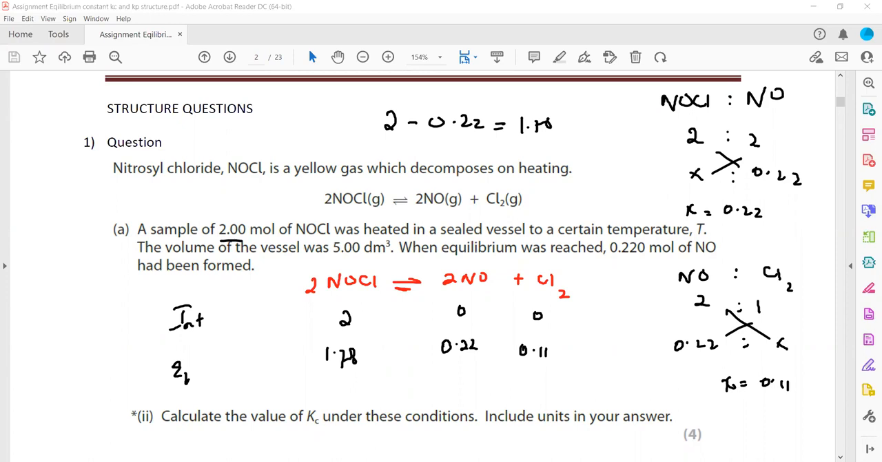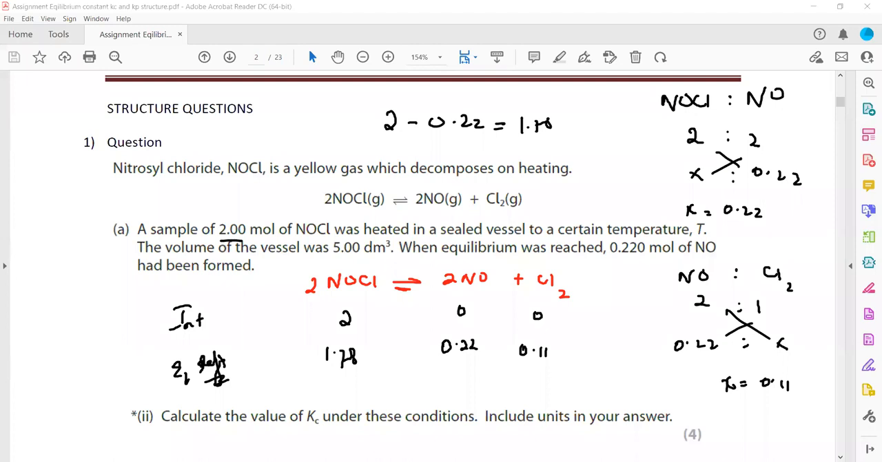So using the mole ratio, we work out how many moles of reactant reacted, and then subtract that from the total moles at the beginning, so we know how many moles are left at equilibrium. For the product, we use the ratio to get the moles formed. But this is moles, and we need the concentration.